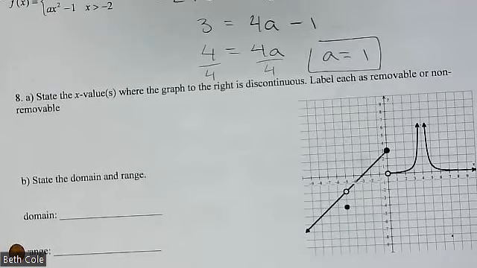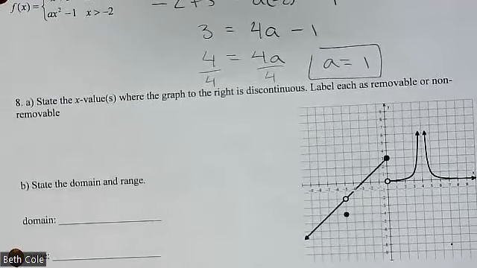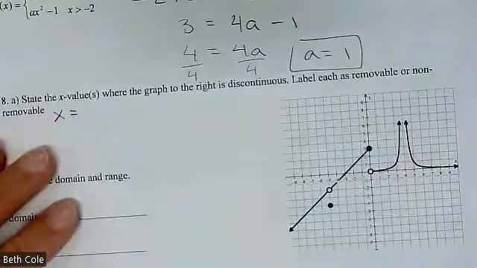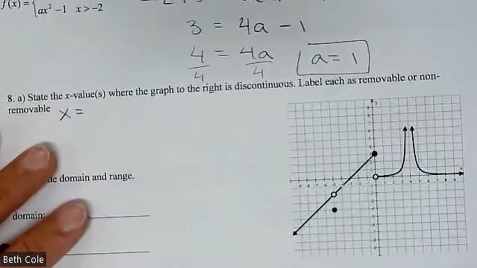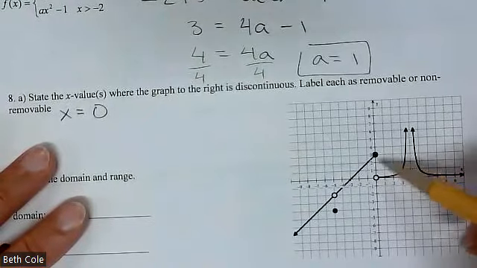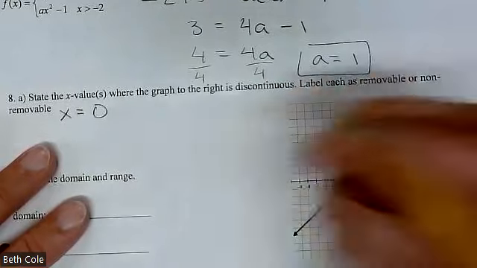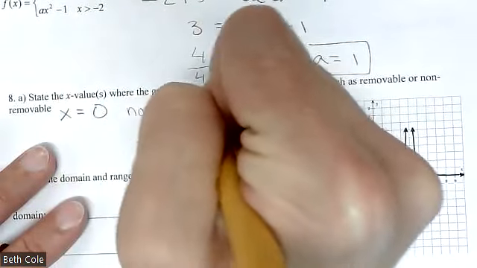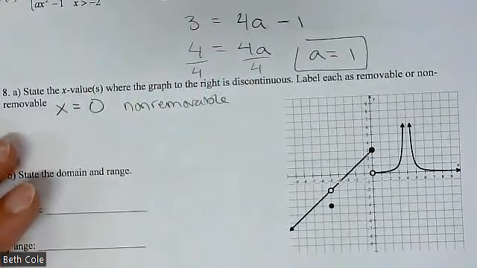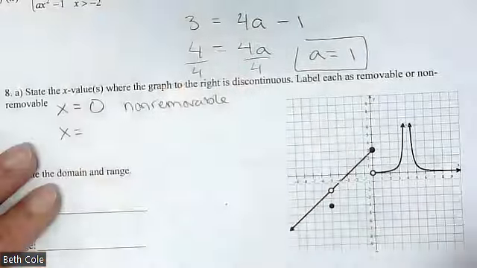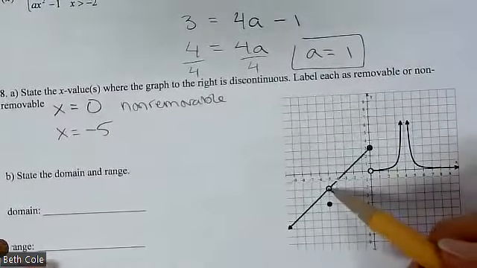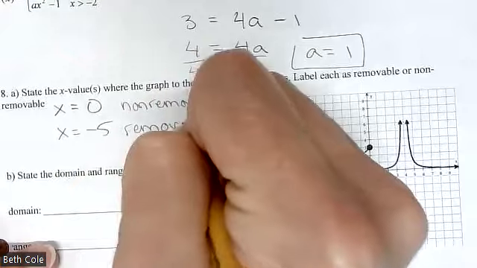All right. Number 8, state the x values where this graph is discontinuous, label it as removable or non-removable. All right, there's a few of them. What have you got? Where is there a discontinuity? X equals what? 0. Is that one removable or non-removable? Since it's actually broken. Non-removable, good. There's a couple more though. There's 2 more. X equals -5, perfect. Is that one removable or non-removable? Removable, you just literally removed a point.